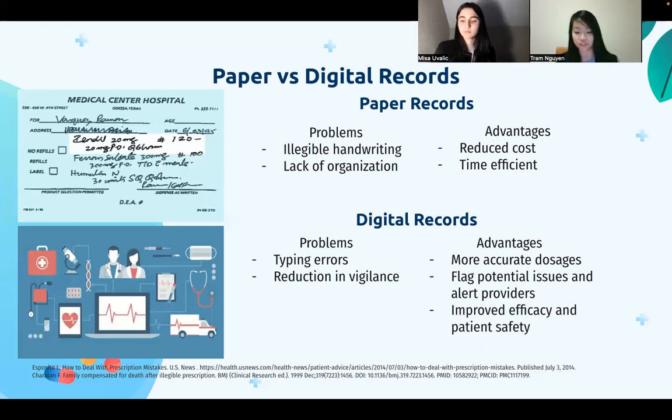Digital records, on the other hand, store all of the information in one place, and so all of the information is centralized in the electronic health record and easy to access. Digital record systems also improve efficacy and patient safety because the system will flag and alert providers if potential issues are found. Digital systems also include additional services such as barcode scanners, which help reduce medication errors by ensuring that the medication being given is actually meant for that patient.